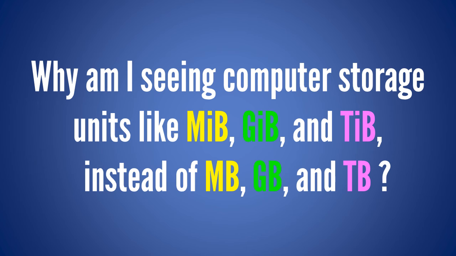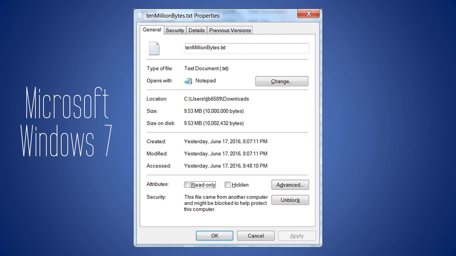A question that I'm hearing more often goes something like this. Why are we now seeing computer storage amounts specified in units like MiB, GiB, and TiB instead of MB, GB, and TB? Here's an example of the confusion. I created a file named 10millionbytes.txt, which contains exactly 10 million bytes of data.